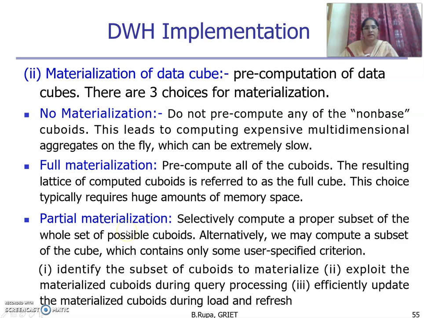Why? Because here we are not computing all the subsets of cuboids. We are computing only a few subsets of cuboids, based on the user criteria or some possible cuboids. Because of this, we need to follow all the criteria: identification of subsets, applying the materialized cuboids during query processing, and using the materialized cuboids in load and refresh operations. All of this is related to materialization.